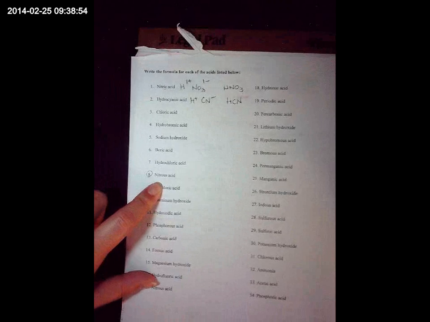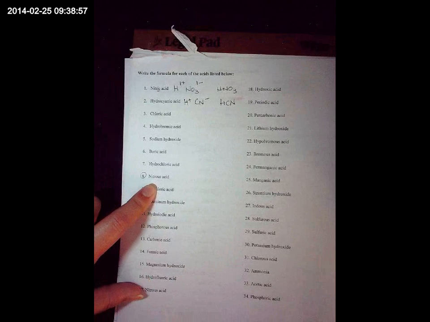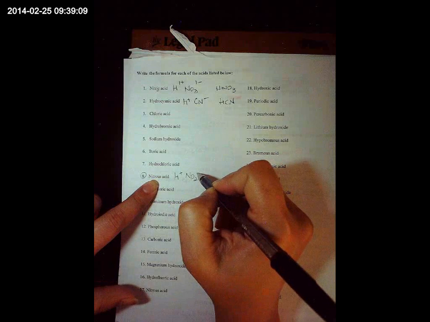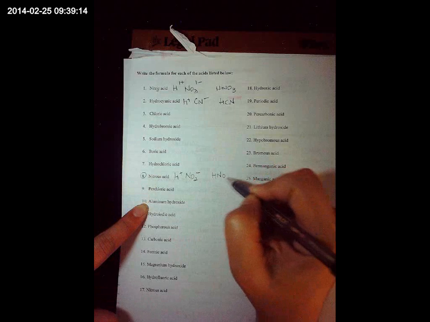Let's go down a little bit. One that ends in -ous, because I want to try one of these so you can see it. Number 8. Okay. So nitrous acid. Binary or ternary for the most part? Ternary. The first element is going to be hydrogen, has a charge of +1. If it's nitrous acid, it's the compound between hydrogen and nitrite. What's the formula for nitrite? Charge is 1 minus, crisscross applesauce. What do you end up with? HNO2.